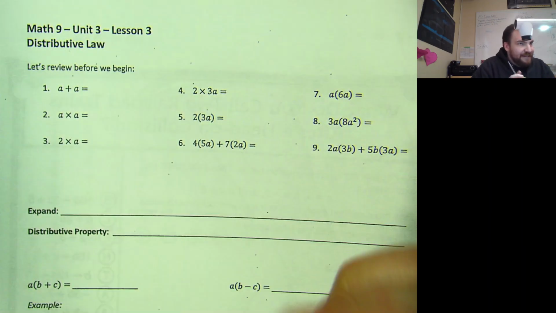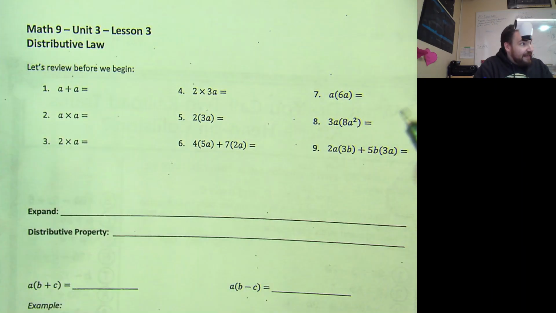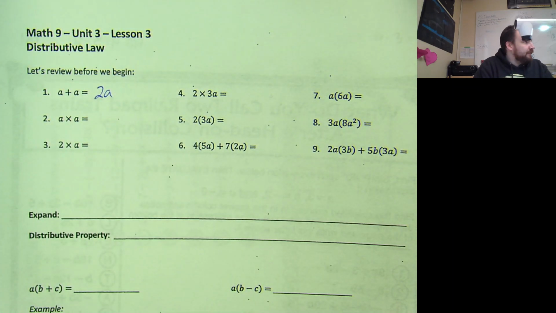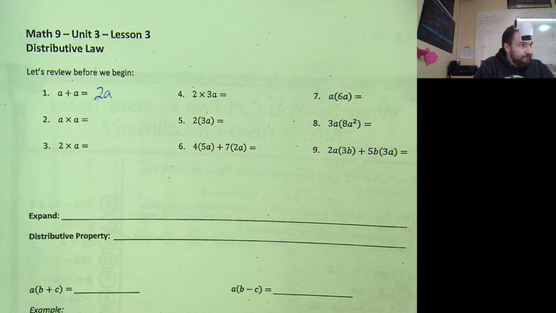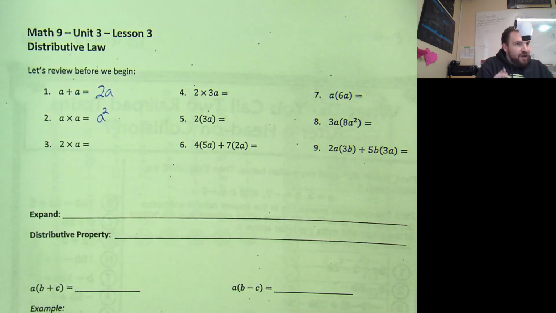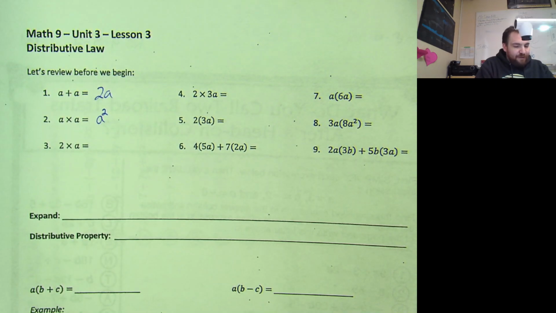A plus A, what is that? That means I have two A's. Cool, like that. What's A times A? Hands up. A times A. Yeah, that's A squared. Notice how A plus A and A times A are fundamentally different. One is A squared, one is 2A. Thank you, whoever said yes.